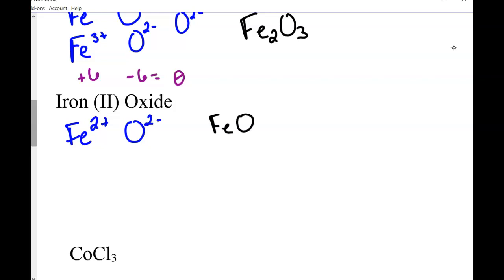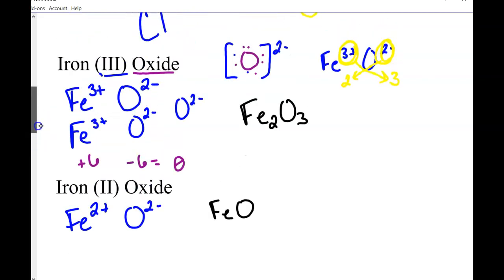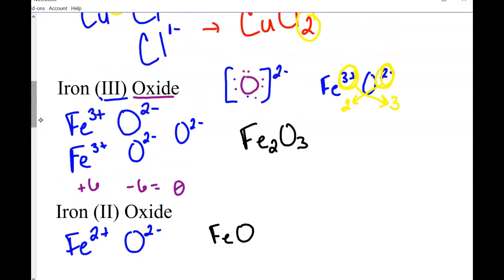All right, so these are in a 1-to-1 ratio because the charges add up to 0, while iron 3 oxide is in a 2-to-3 ratio because you need to multiply. So that's why this is really important. It's really important that you pay attention to the charges.